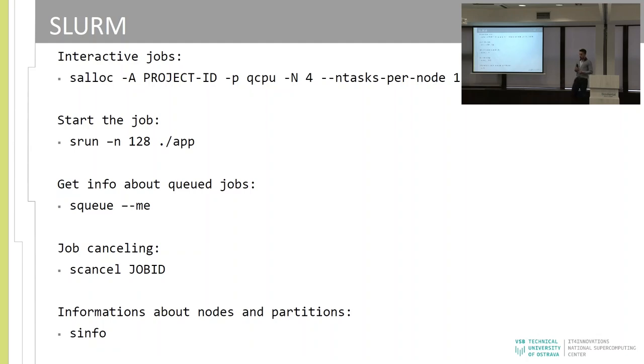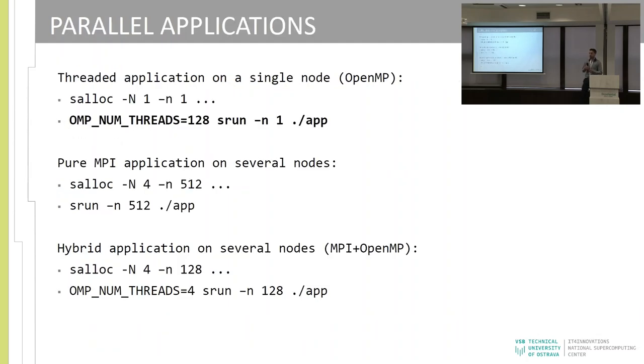Slurm is basically about asking for some hardware resources, but once you get your hardware, you should be aware of how to efficiently run your application on the provided hardware. There are three types of application in my presentation. The first is the threaded application. This application can be run on a single node, and you can use up to 128 threads. It can be set by the OMP_NUM_THREADS variable, and then you can run your application with srun again.